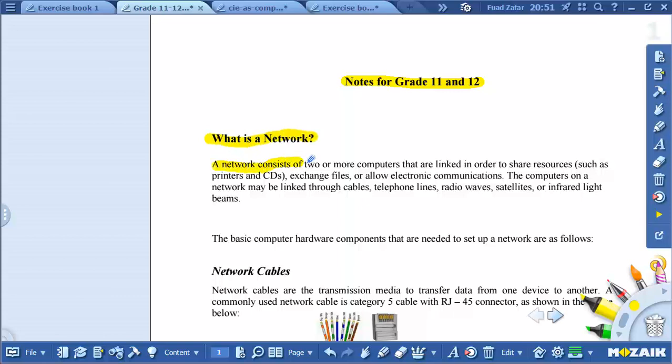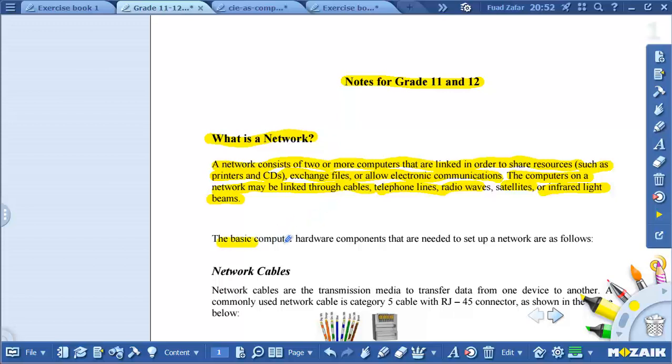A network consists of two or more computers that are linked in order to share resources such as printers, CDs, exchange files, or allow electronic communication. The computers on a network may be linked through a cable, a telephone line, radio waves, satellites, or infrared light beam. That means basically a network is a connection of computers so you can share your resources. That means your files, your pictures, you can print out and so on.